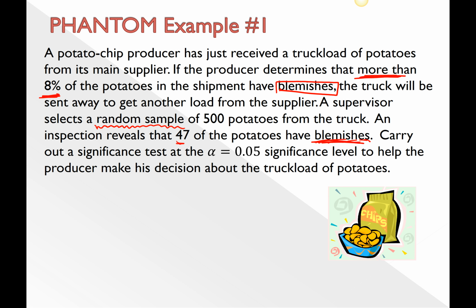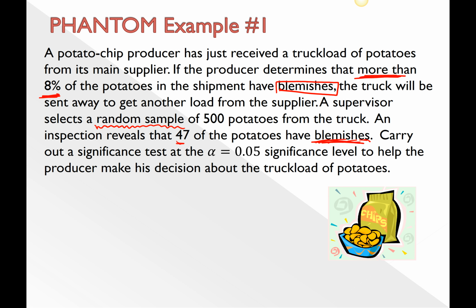Remember, we talked about that being the balance point. We don't want our alpha level to be too low or too high. We want it right in the middle, and we'll expand on that in the unit to come. But let's see what we're going to do about making the decision about this truckload of potatoes. If more than 8% have blemishes, we're going to send it away. So we took a sample here.